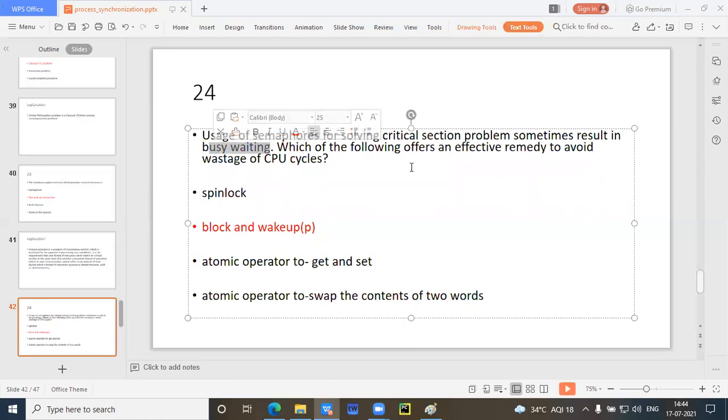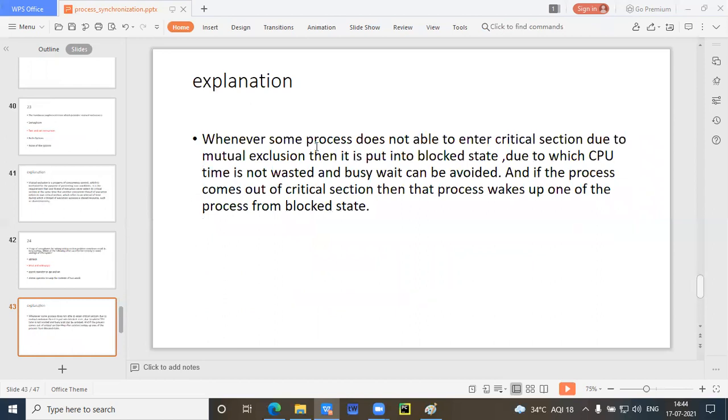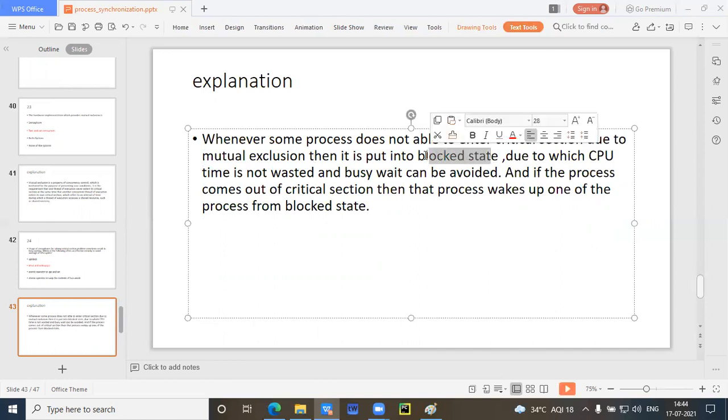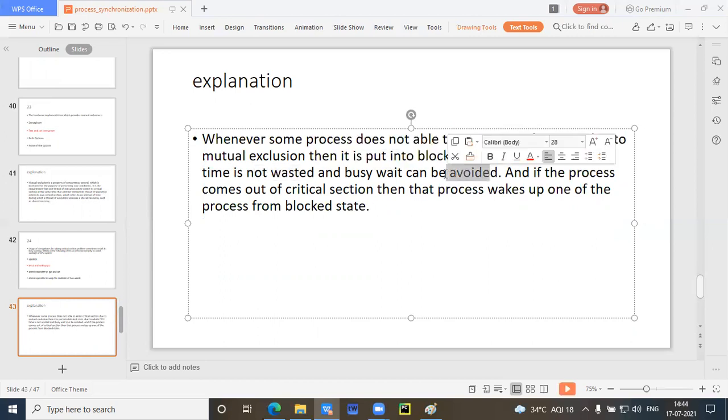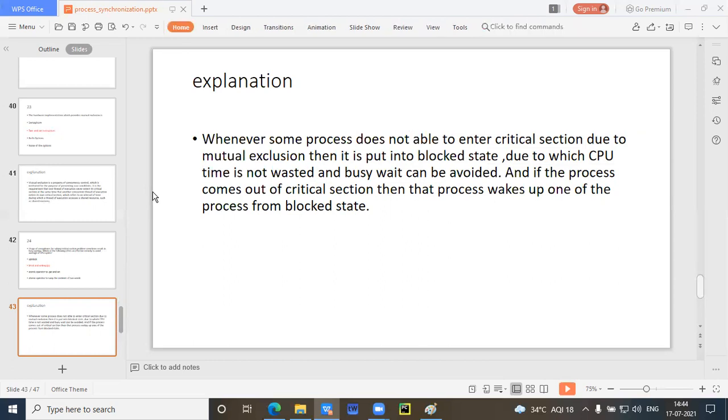Which of the following offers an effective remedy to avoid wastage of CPU cycles? Here the effective way is block and wake up. Whenever some process is not able to enter the critical section due to mutual exclusion, it is put into the blocked state, due to which CPU time is not wasted and busy wait can be avoided. And when the process comes out of the critical section, it wakes up one of the processes from the blocked state.